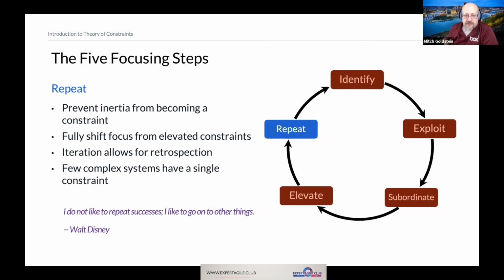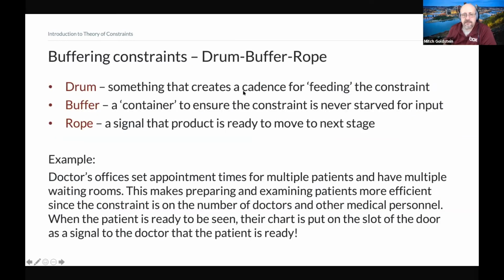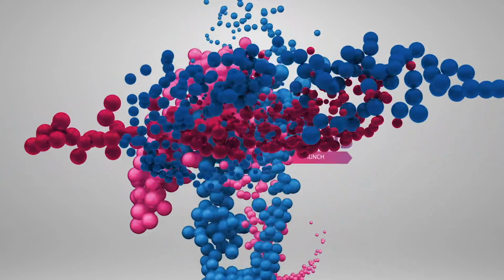I do not like to repeat successes. I like to go on to other things. So once we break a constraint, we walk away and we focus on the next biggest constraint.